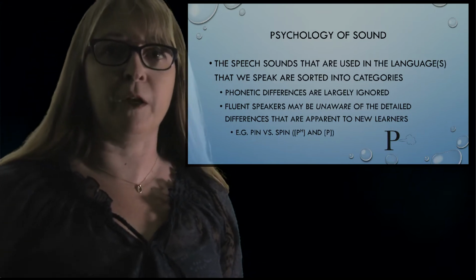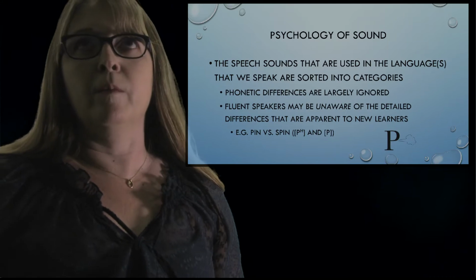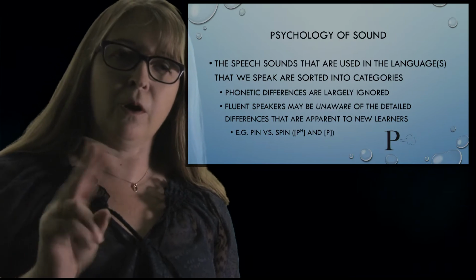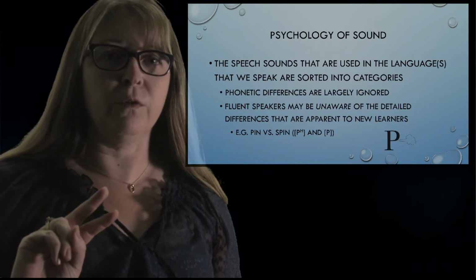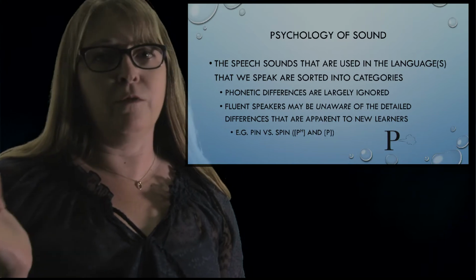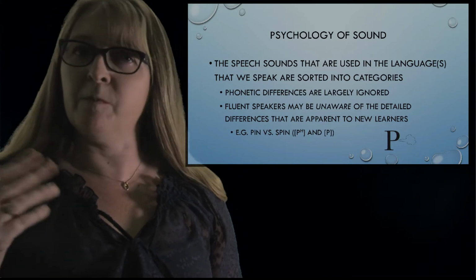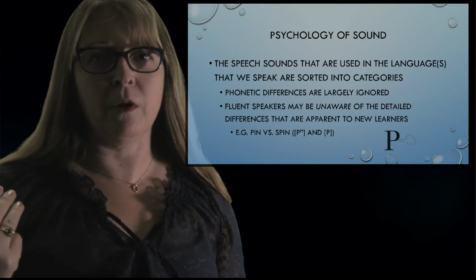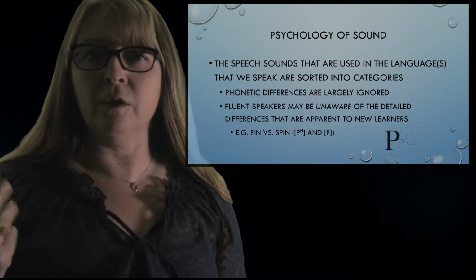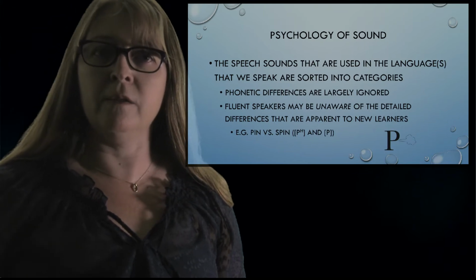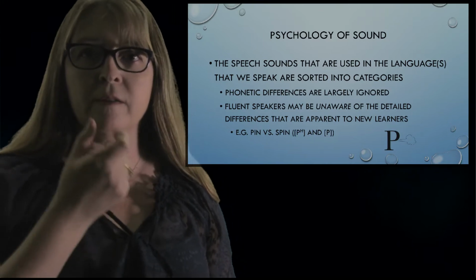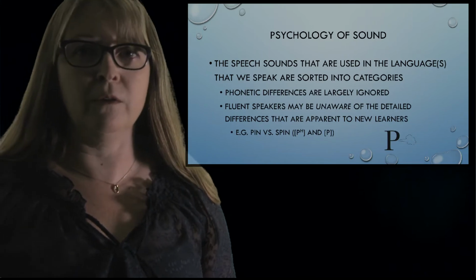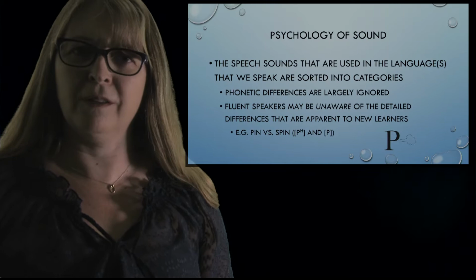So let's say in Spanish it's pero and perro. Those are 2 R sounds, but one sounds totally different from the other. And it's 2 different words, so it's either pero or it's perro. And a fluent speaker may not realize that there's such a marked difference. In English, an example would be pen and spin. Pen has the aspiration after it, but spin doesn't. We don't say spin, right? That would be weird.